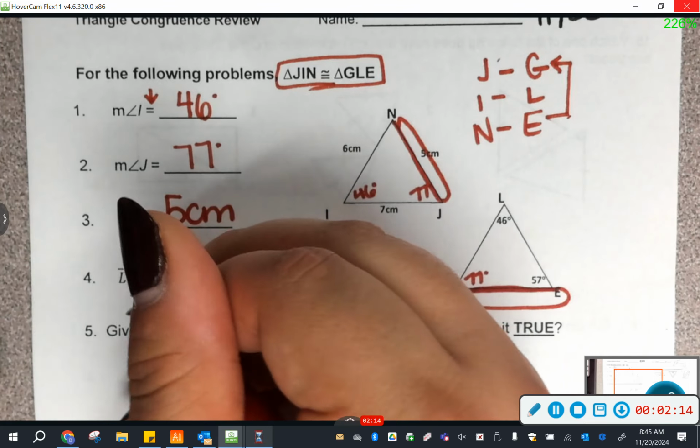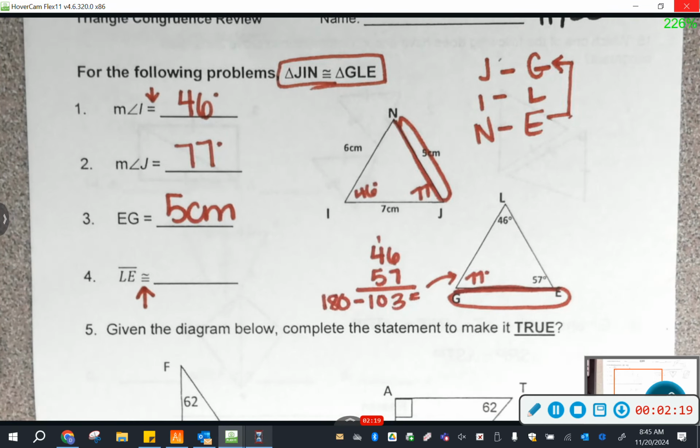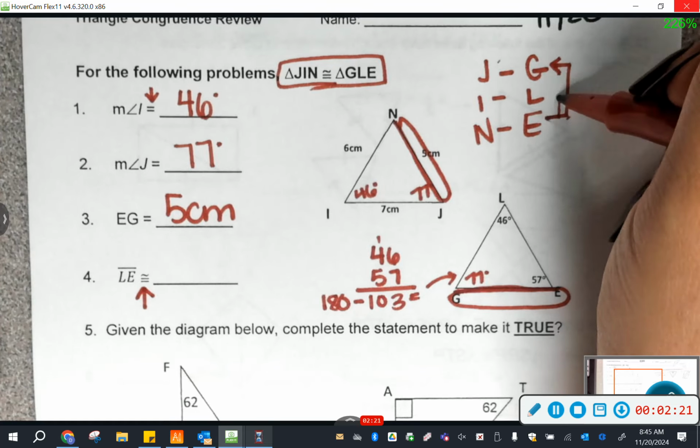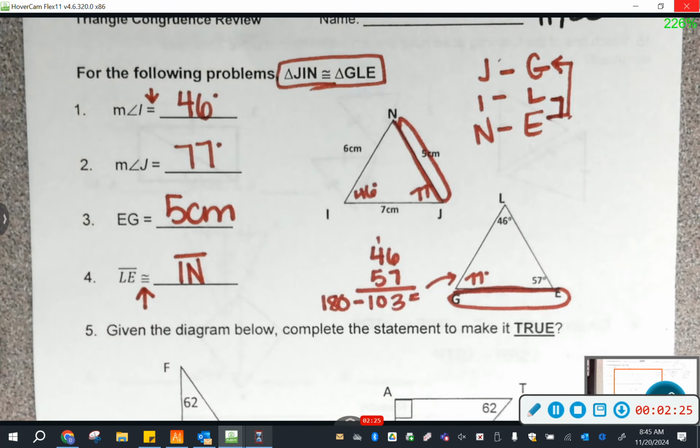And then again, what does the congruent symbol mean? A letter. So what goes with L-E? I-N with a line up top. Do I have any questions about that?